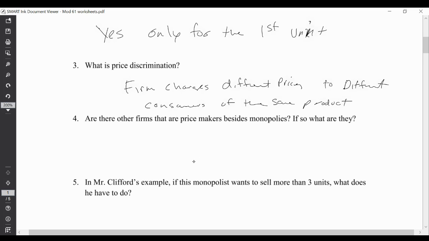Number four says, are there other firms that are price makers besides monopolies? If so, what are they? Well, monopolistic competition and oligopolies. In an oligopoly, they are also price makers to a certain limit.